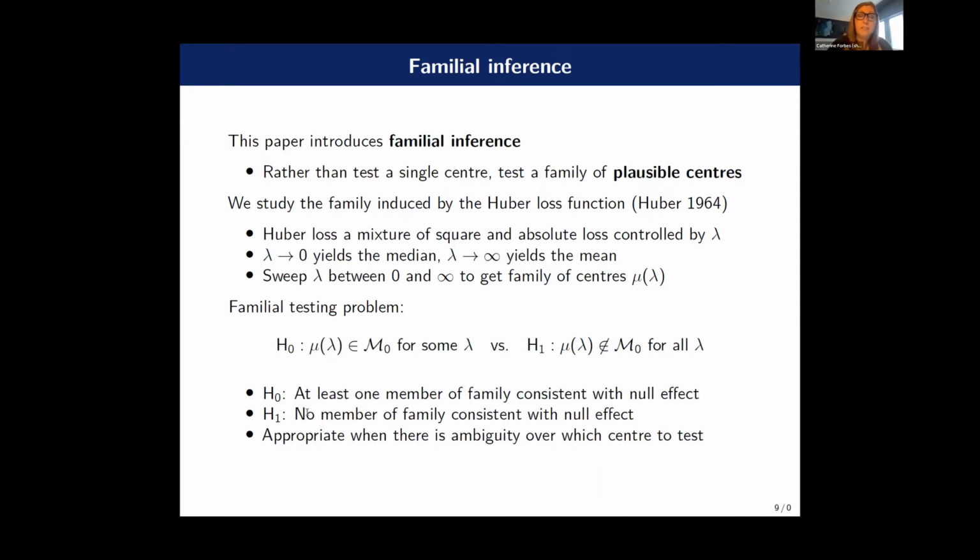So the null hypothesis is that at least one member of the family is consistent with the null effect. The alternative is that there are no members of the family consistent with the null effect. This may not always be the thing you want to test, but it offers a different approach for testing a whole range of possible centers and deciding whether or not the data supports a value of, in this case, a center equal to 1.